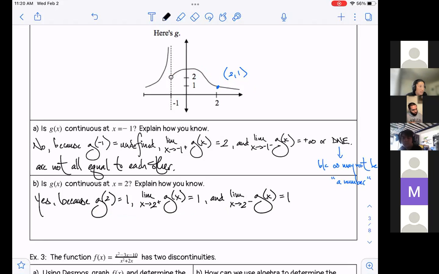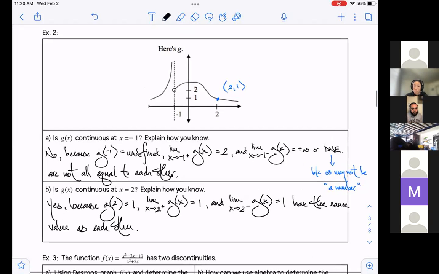All right, so yes, because all of these three have the same value as each other. Okay. So, are there any questions so far about how we're describing whether something is continuous or not?